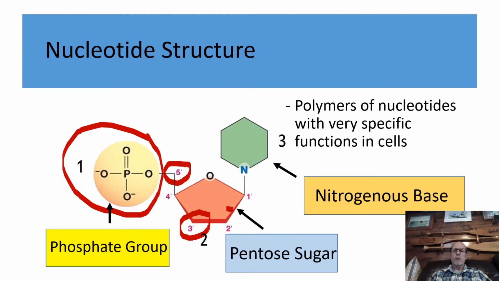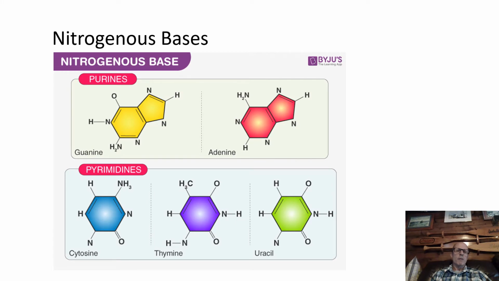Thirdly, we have the nitrogenous base itself, the adenine, the thymine, the cytosine, or the guanine. When we look at the nitrogenous bases, really we break them up into two subcategories, the purines and the pyrimidines. Let's look at the purines first. They're easy to recognize because they always have a 6-membered ring full of nitrogen attached to a 5-membered ring. Guanine and adenine are both considered to be purines.